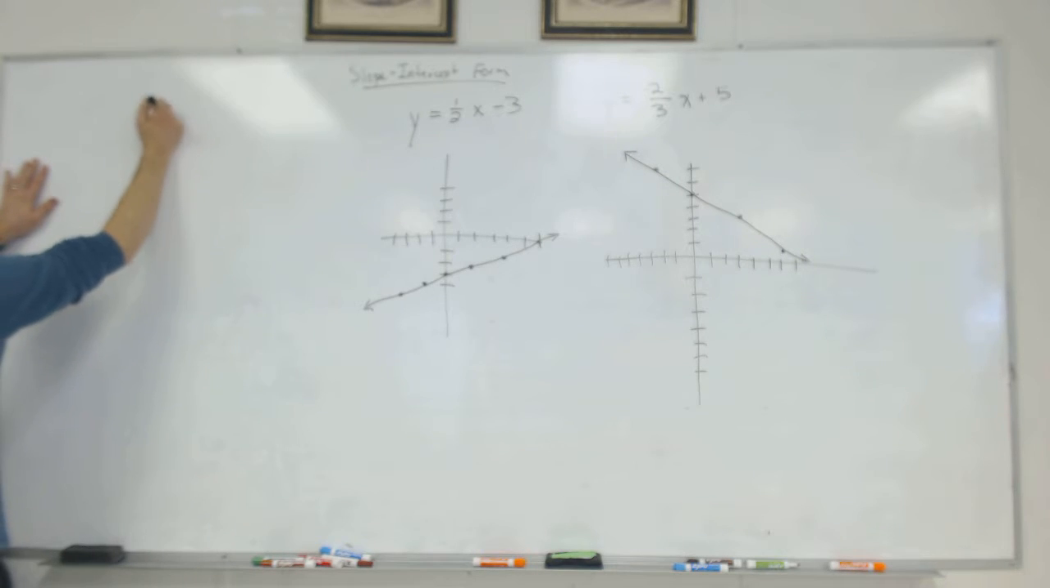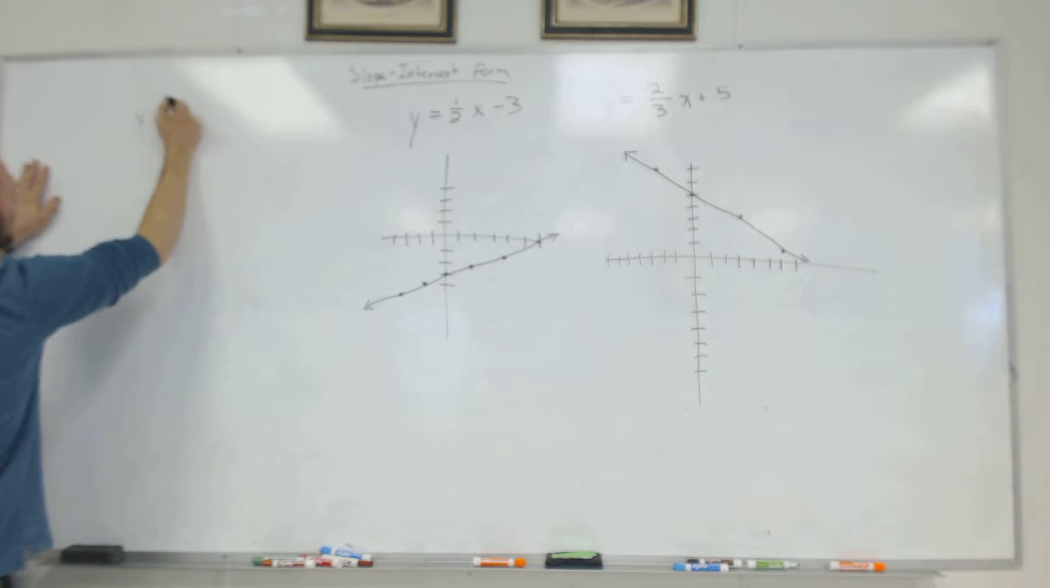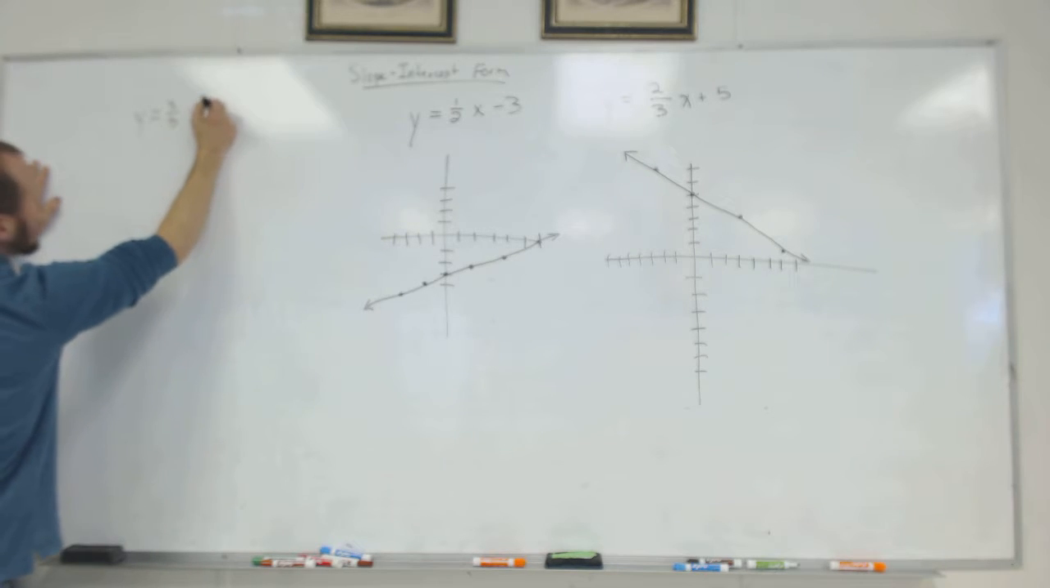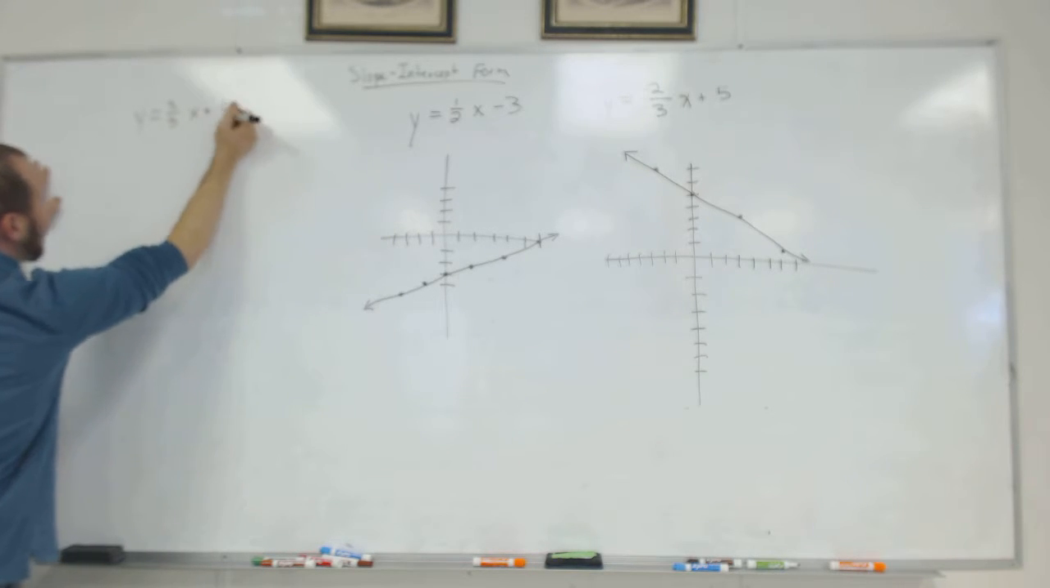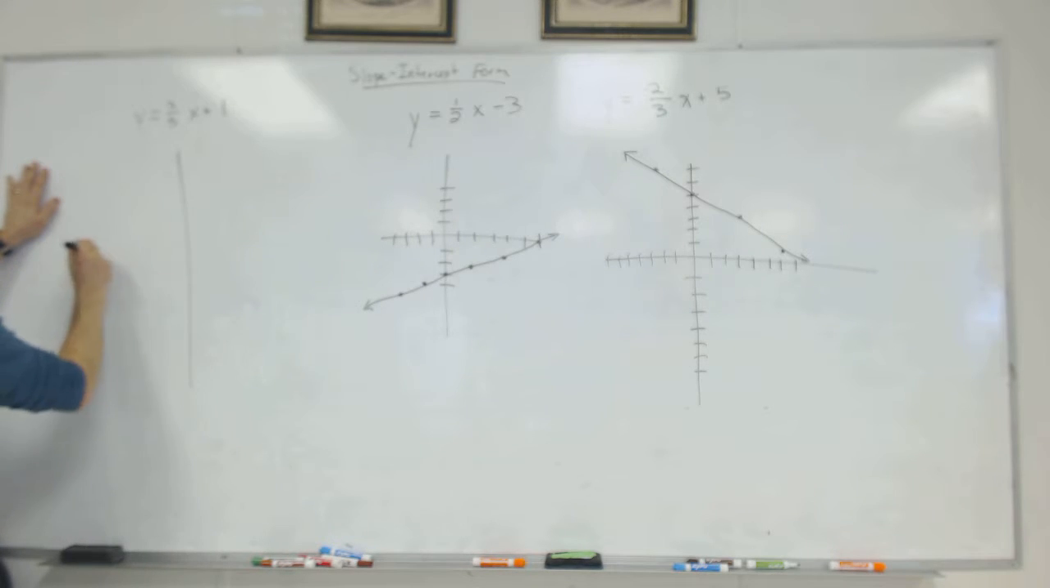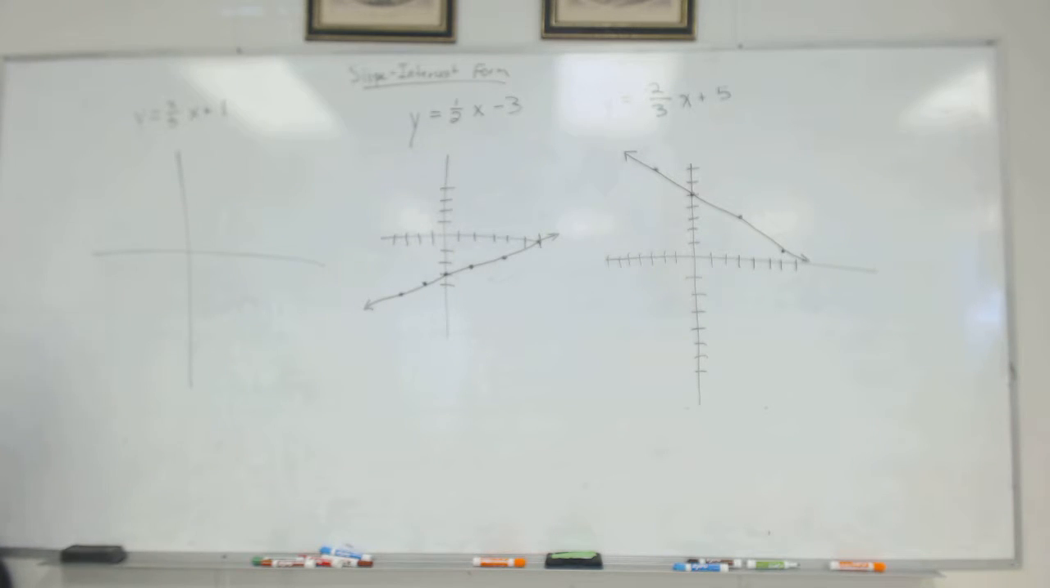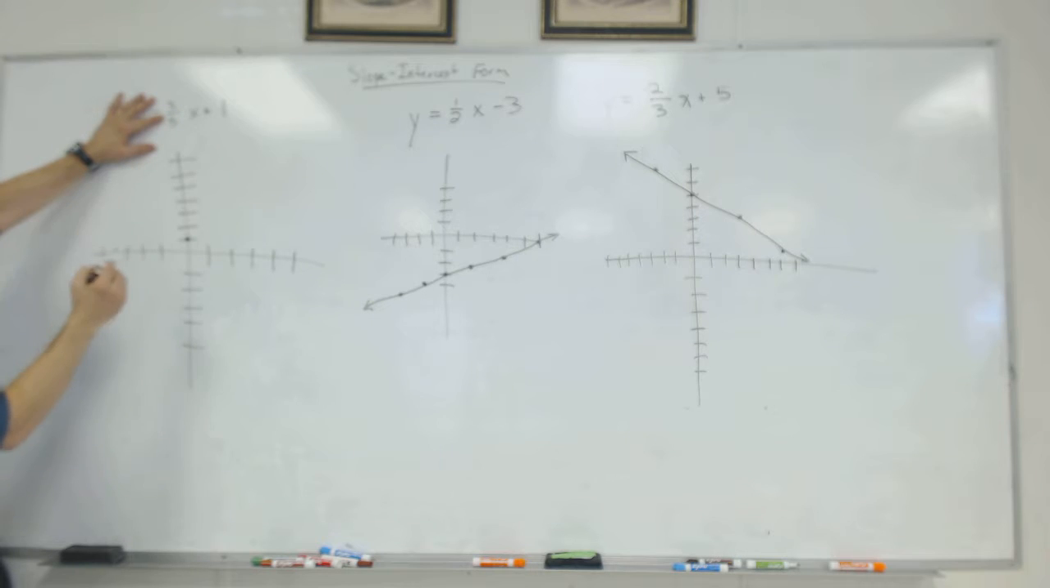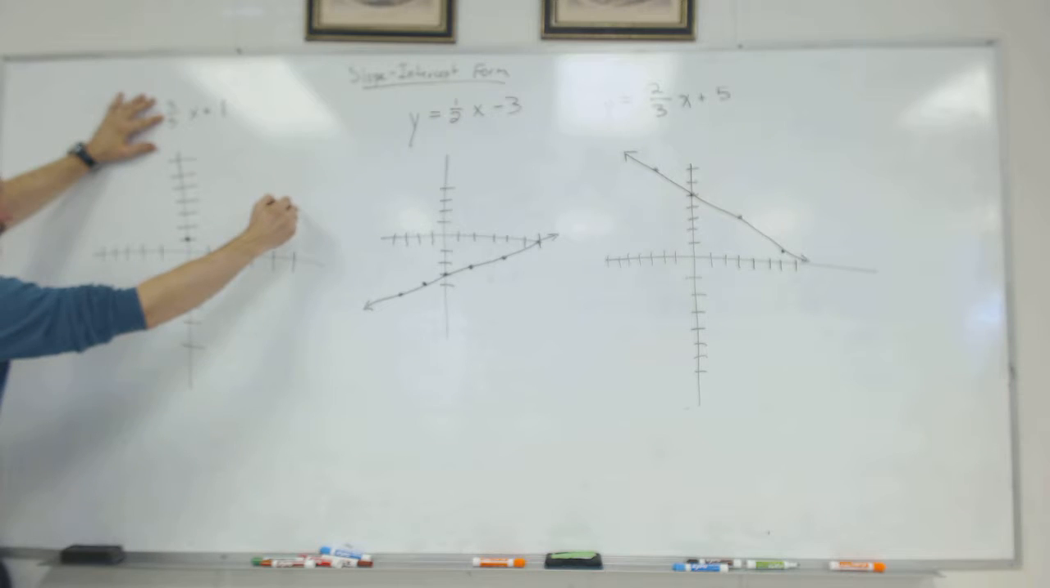What if I had y equals 3/5 x plus 1? Where do I start? I'm going to start with a y-intercept, which is 1. So 1 right here, positive 1. And then I look at my slope. The slope is 3 over 5. So I go up 3 over 5.